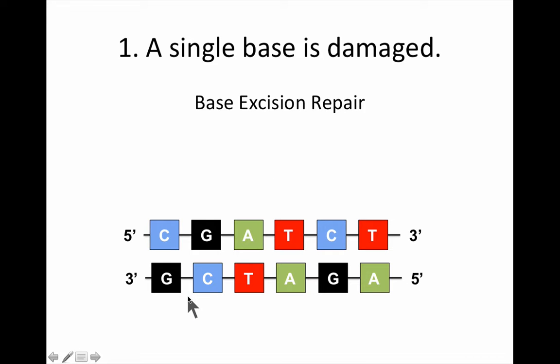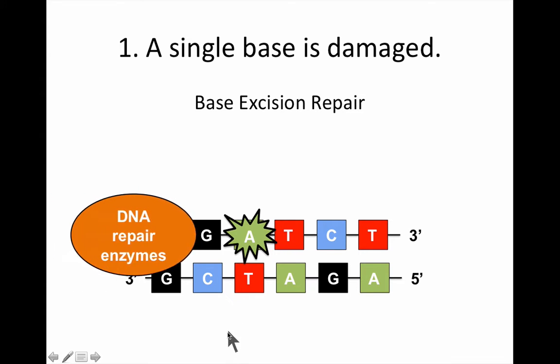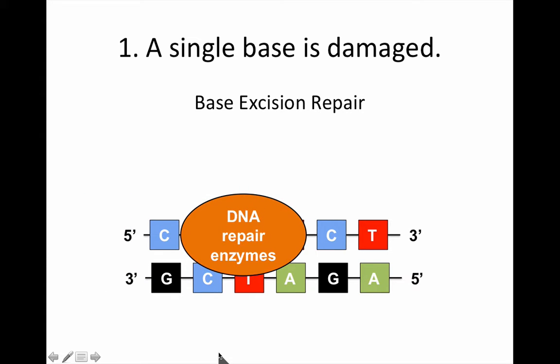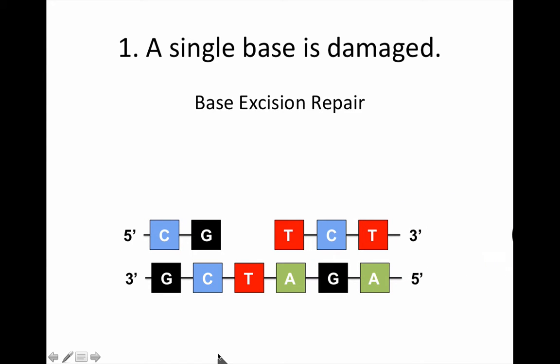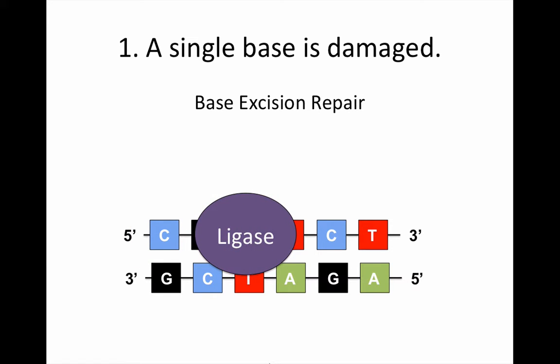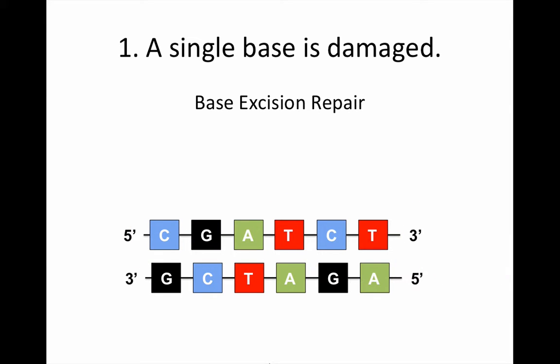Okay, so let's first consider the case where a single base is damaged. In this case, your cells have a mechanism known as base excision repair. The DNA repair enzymes will remove that base. DNA polymerase will insert a new base. After the new base is inserted, there's still a nick in the backbone of the DNA molecule, and that's the job of DNA ligase, which will seal that nick.